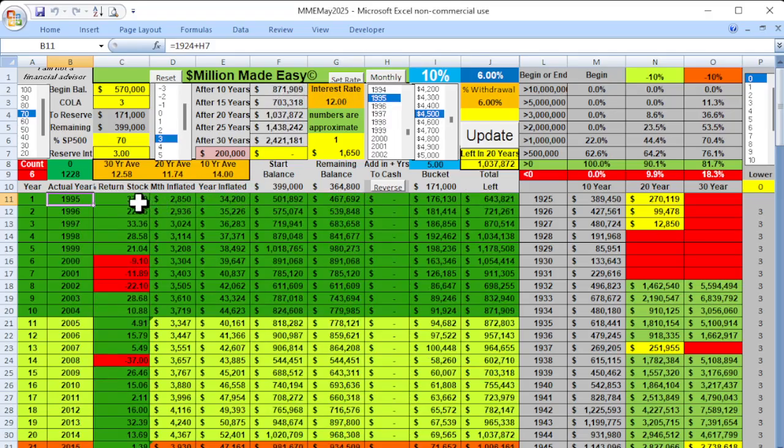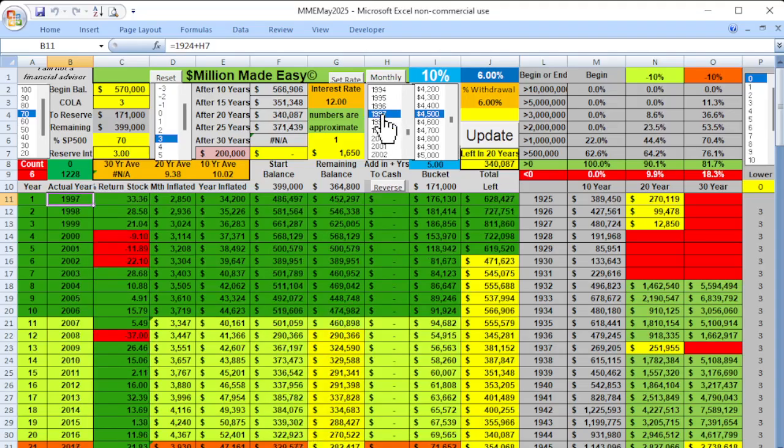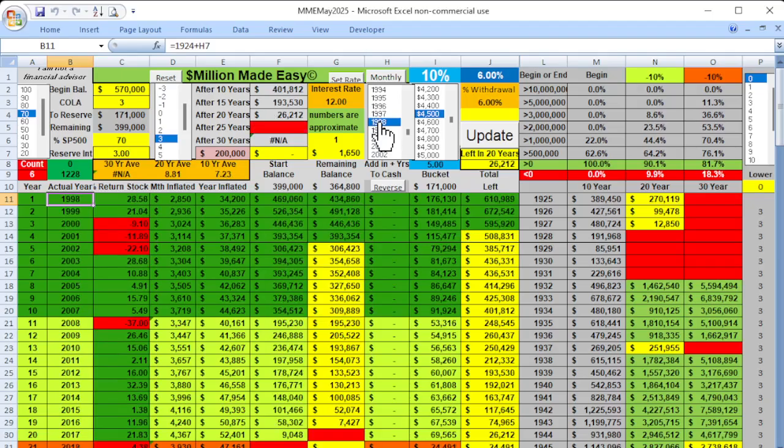1995 numbers were really good because look at these returns, folks. Watch what happens when I go 1996. They're getting a little bit less. Remember, you're starting out with 570,000. 1997, getting down there after 25 years. You're still good for 25 years. You still got 371,000. Watch what happens in 1998. You see what happened? You're running out of money in just over 20 years. You're down to $26,000 after 20 years.